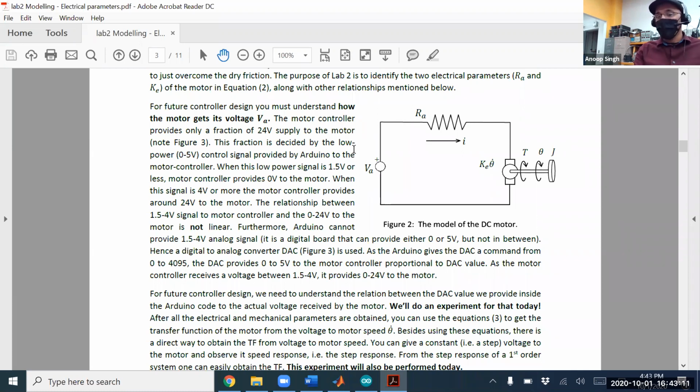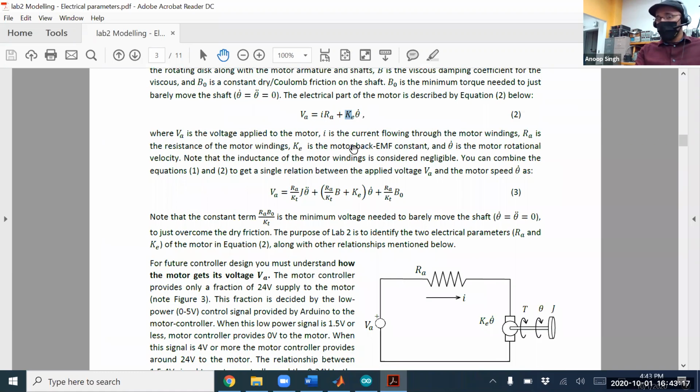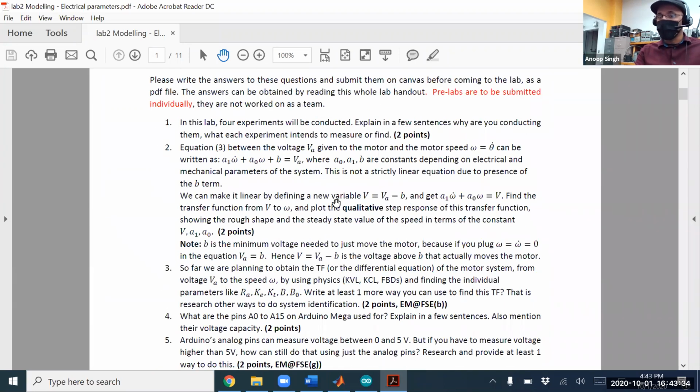That's one experiment. And the other experiment is, the end result of all these experiments that we have done in lab number 1 and lab number 2 is to find this differential equation, all the coefficients, like this term and that term and this term of the differential equation. And the end objective is to find the transfer function of your motor system. That's the end objective.